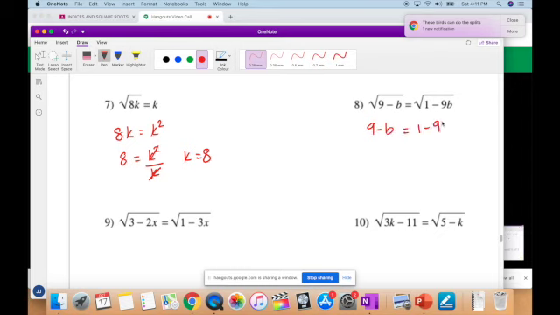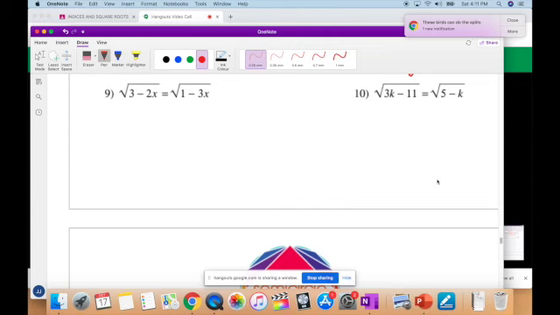1 minus 9b. So I'll bring the minus 9b across here. 9 minus b plus 9b is equal to 1. And I'll bring this 9 across there. So minus b plus 9b is equal to 1 minus 9. So therefore, 9b minus b is 8b is equal to negative 8. So b is equal to negative 1, yeah?